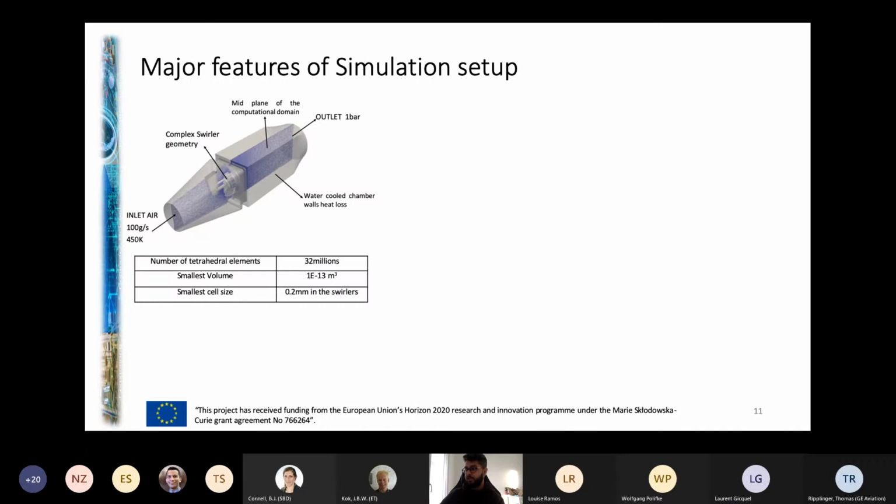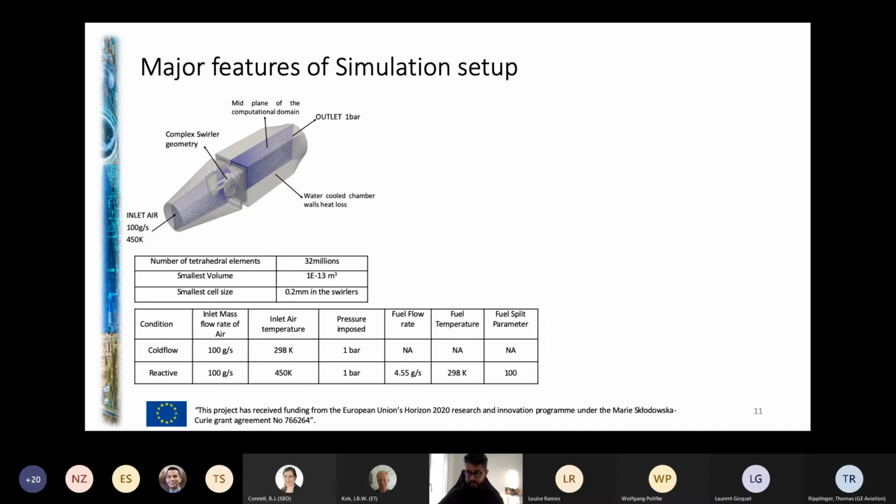We have a 32 million mesh element, and there were 2 conditions. One was the cold flow case, where you have 100 gram per second of air, which was mainly used to validate the whole setup. The reactive case was done at 450 Kelvin, and you have 4.55 grams of fuel. This fuel, as I said, could be split between the multi-point injection and the pilot injector. But since this was the setup that was used to calculate the FTFs, they found a stable operating point over which to force when you have pilot-only injection. So that is the fuel split parameter.